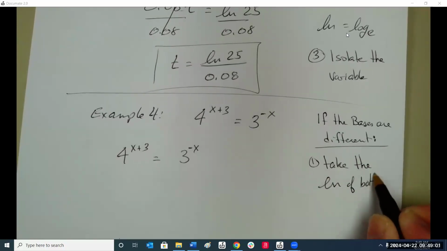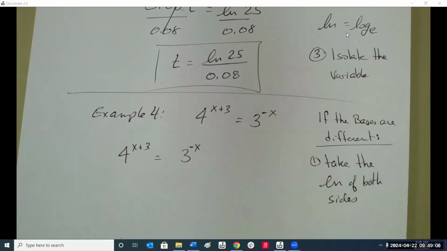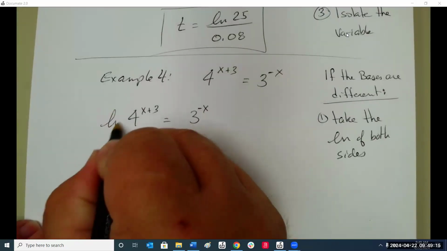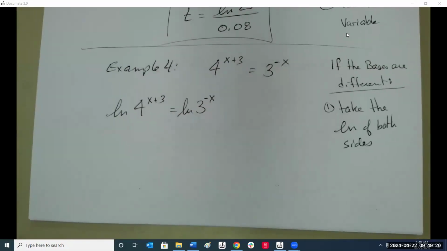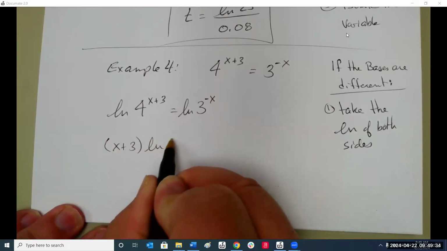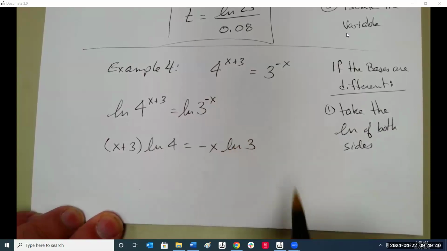Take the ln of both sides. You can also take the log of both sides, but ln is just going to be left to right. So we have ln of 4 to the power x plus 3 equals ln of 3 to the negative x. Why did we do that? Because we have to get the x's out of the exponent. So now this becomes x plus 3 times ln 4 equals negative x ln 3.